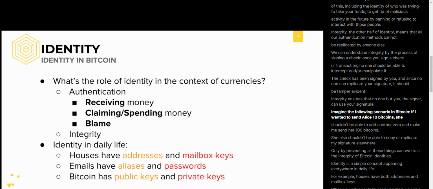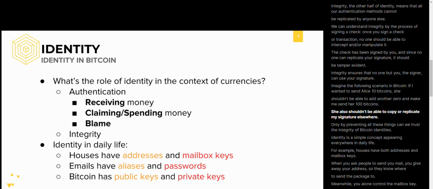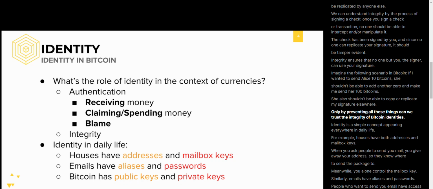Imagine the following scenario in Bitcoin. If I wanted to send Alice 10 Bitcoins, she shouldn't be able to add another zero and make me send her 100 Bitcoins. She also shouldn't be able to copy or replicate my signature elsewhere. Only by preventing all these things can we trust the integrity of Bitcoin identities.